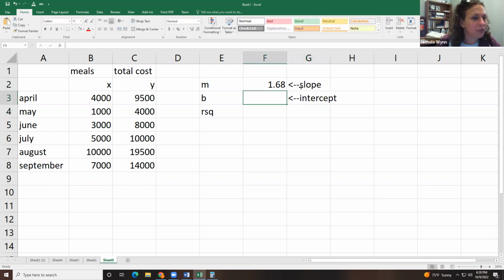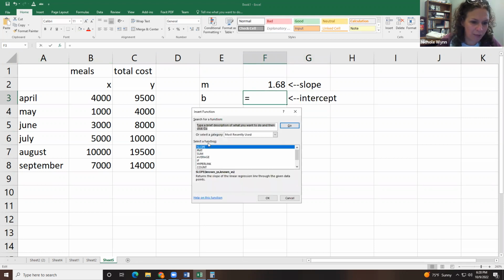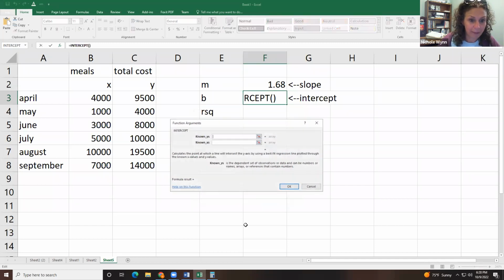So for our intercept, we're going to go to f of x. I saw that one earlier. We're going to look for the word intercept. And now I have 4 choices: intercept, linest, slope, logist. Sounds very mathy. Intercept. Okay. And it wants known y's and known x's, just like last time.